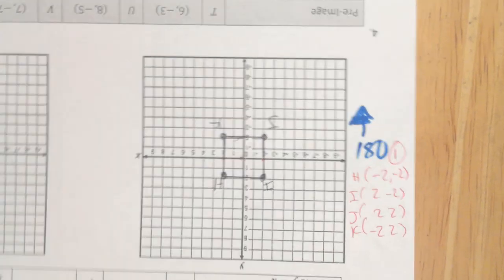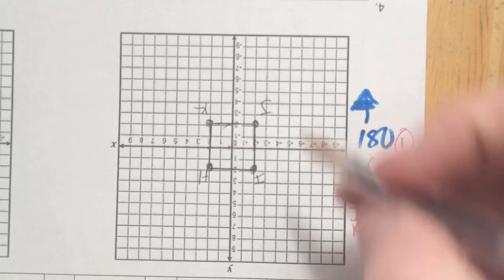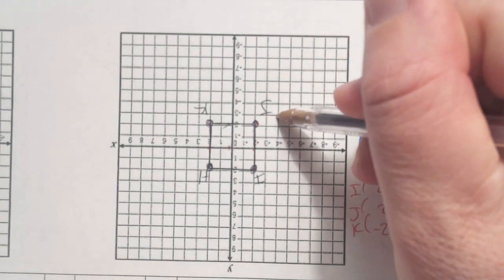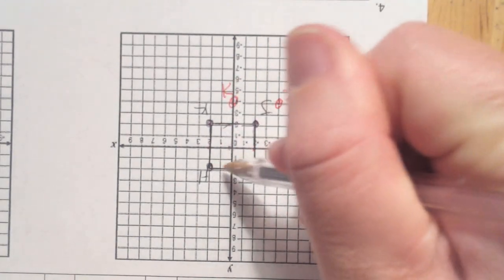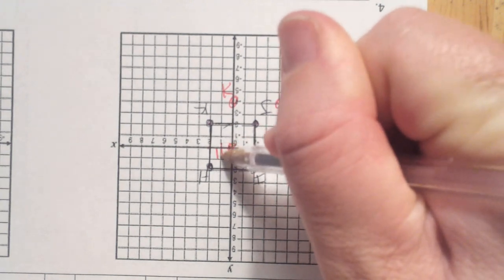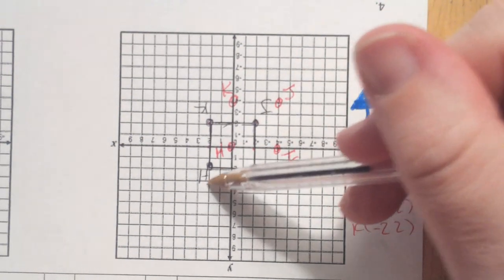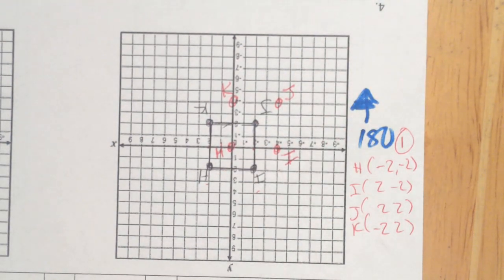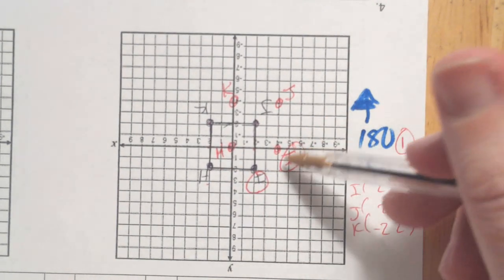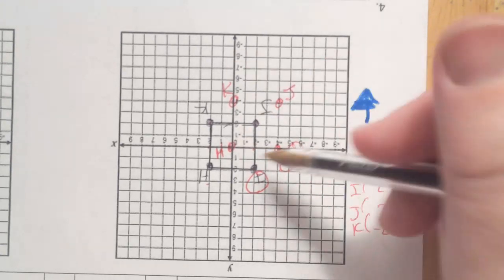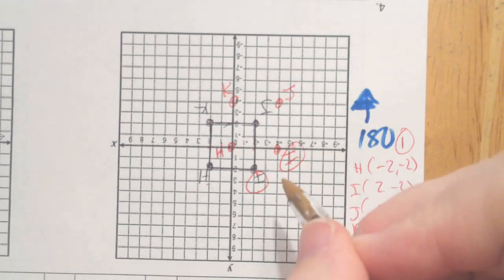Then the next action that they said to do was to translate +2, +2. So there's my new J, +2, +2, there's my new K, there's my new H, and then +2, +2, there's my new I. Be careful, the I and the H kind of look the same, so I like to circle my letter I's, like an eyeball. That way I won't get those backwards.